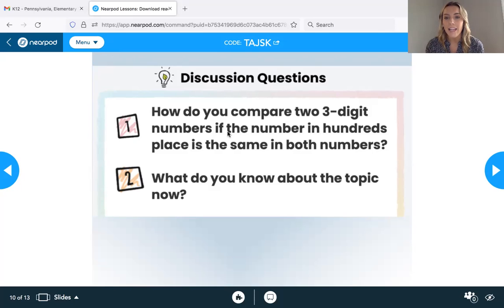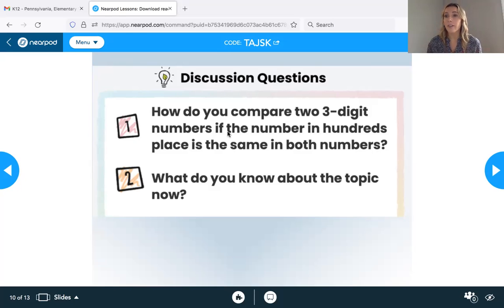So what if in the hundreds place, the numbers are the same? What are we going to do, second grade? We are going to look at the tens place. Exactly, good job. We are going to just move down our place value. Start at your hundreds place, your greatest value, and move down to the next one until we find a larger number. Okay, I want you to discuss with a partner, what do you know about the topic now?